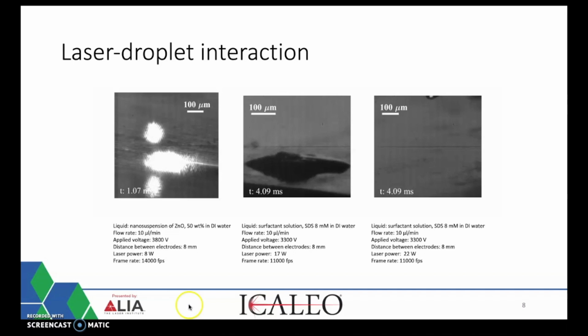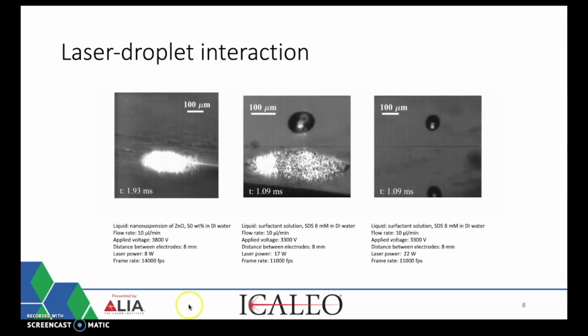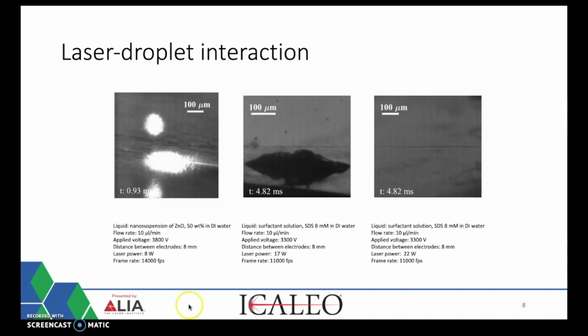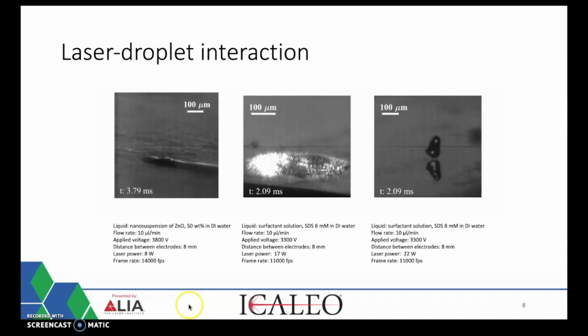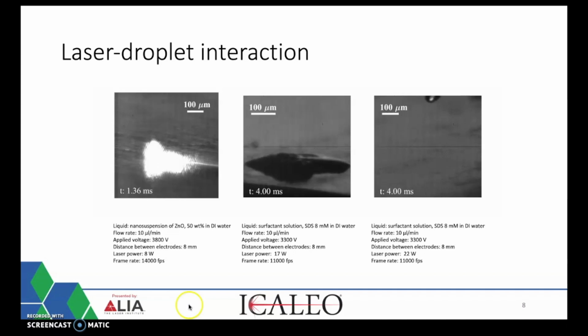In this animation, you are looking at three different cases. In all of them, the flow rate is 10 microliters per minute, and the applied voltage is between 3,300 to 3,800 volts. The distance between electrodes is 8 millimeters, but what changes here are the liquids that have different physical properties, as well as the laser power that is being used for sintering the nanoparticles or for evaporating the liquid of the microdroplet.